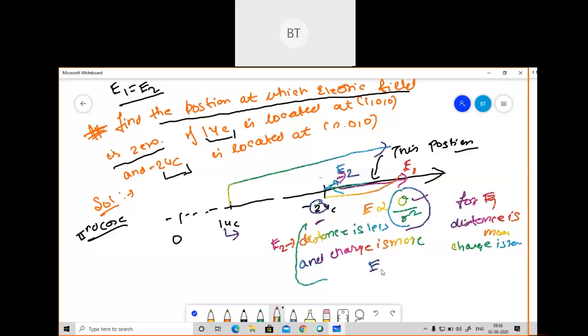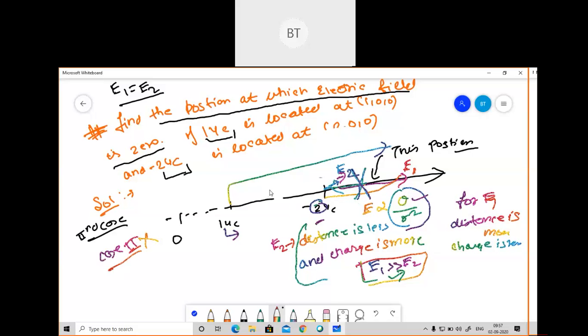So E1 is getting greater than E2, which is not possible. In the last class only, I've told you always E2 should be greater than E1. So E1 is greater than E2, which is not possible. So for this case also, we have to eliminate this case. So case 2 is also eliminated. So we can't put our electric field in these positions also.